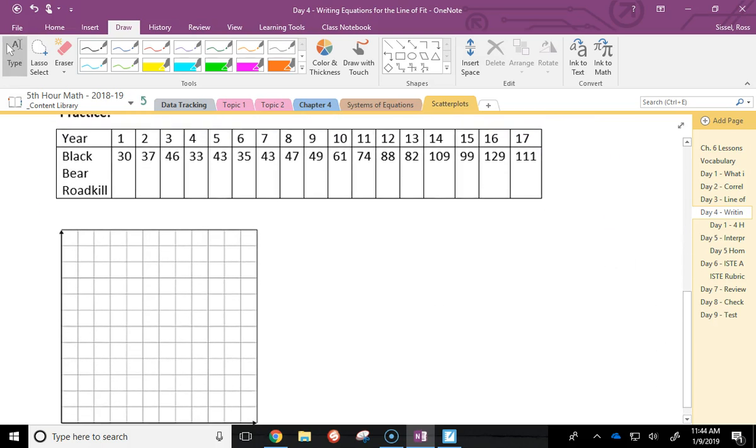Let's look at today's assignment now. We're going to go through everything we've done thus far on this one example, and we're going to add in how we write our equation at the end. So we want to make sure we get through all this.